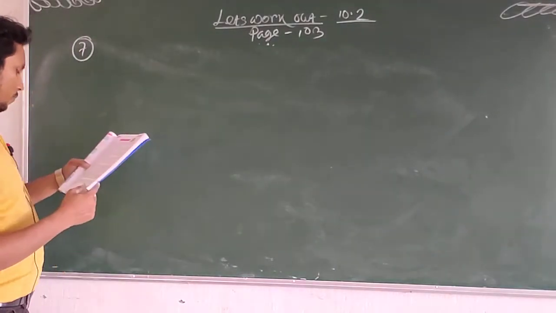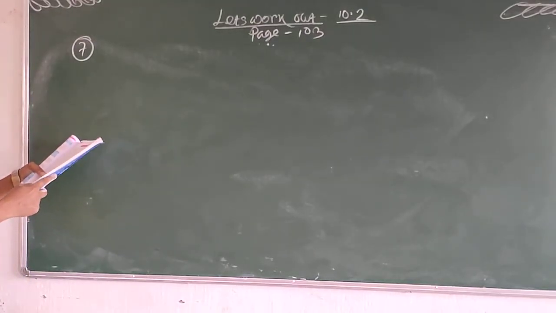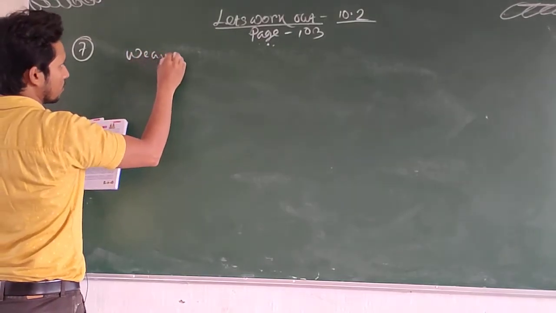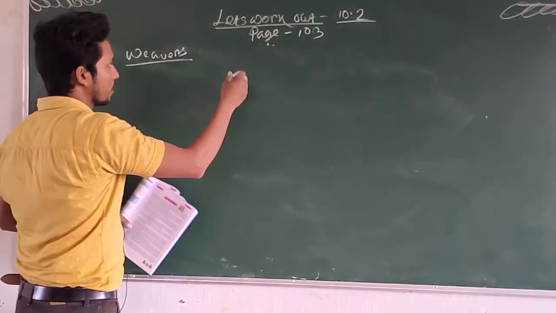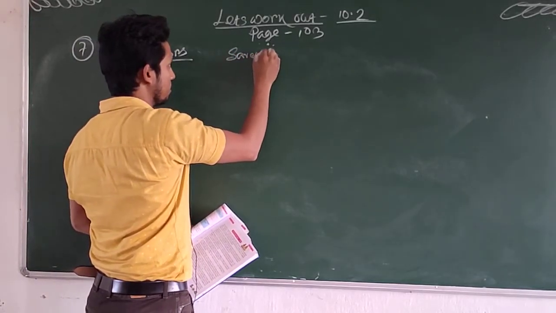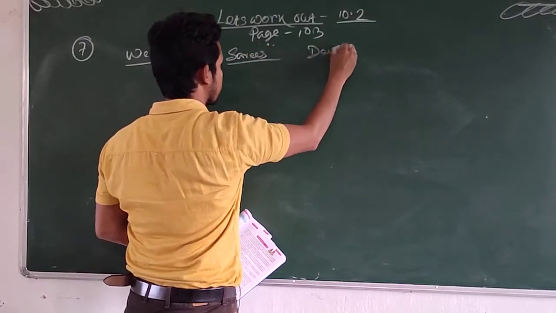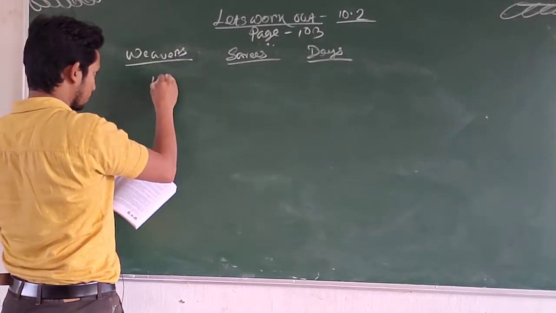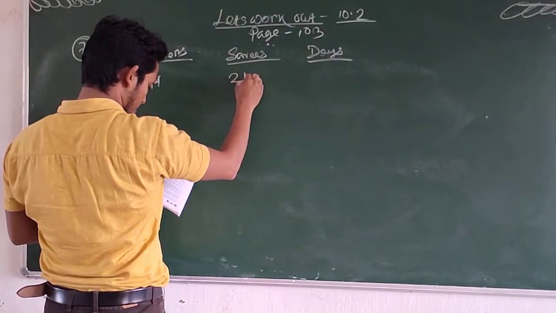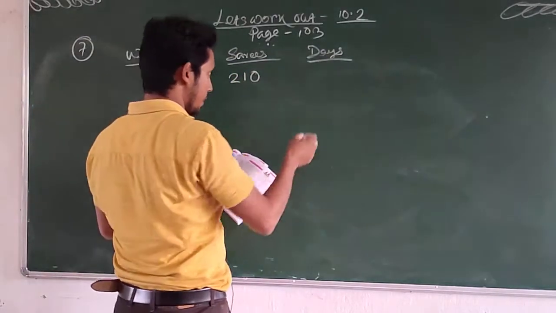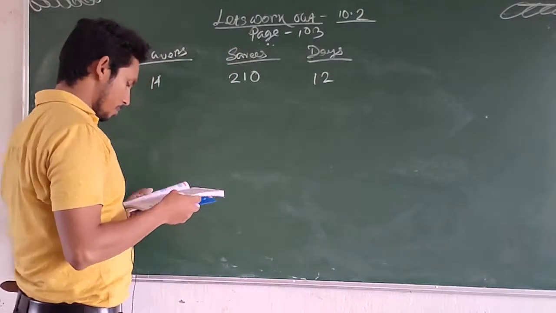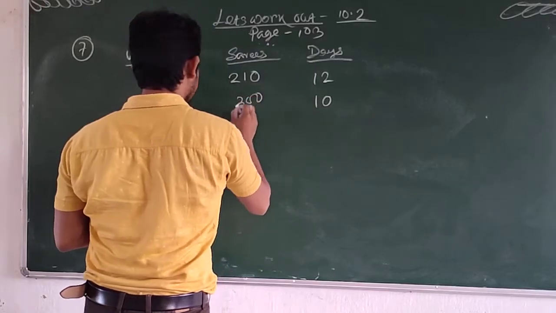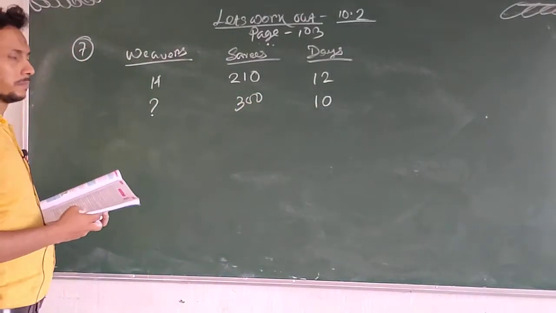So here it is weavers, number of saris and number of days. How many weavers? 14 weavers, 210 saris in 12 days. But they need to complete 300 saris in 10 days. How many weavers are required?